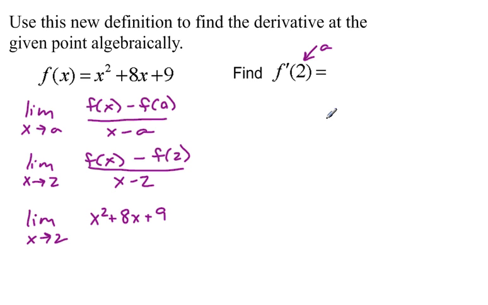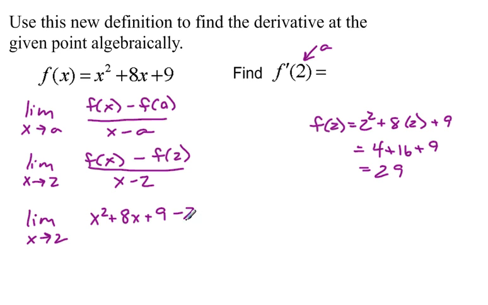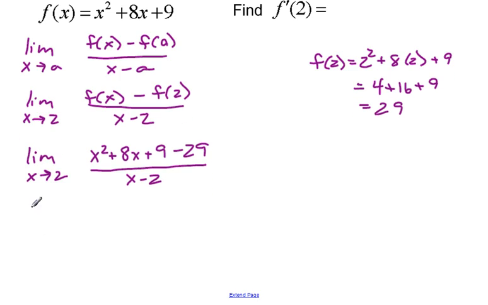What does f of 2 equal? Well, let's just figure it out. f of 2 equals 2 squared plus 8 times 2 plus 9. So let's see, 4 plus 16 plus 9 looks like 29. So we're going to put in minus 29 all over x minus 2. So now we carry on. The limit as x approaches 2. We can simplify the top, combine our constant terms. We get x squared plus 8x minus 20 over x minus 2.